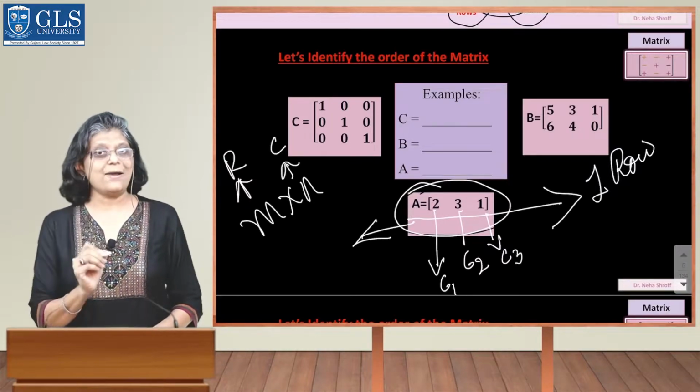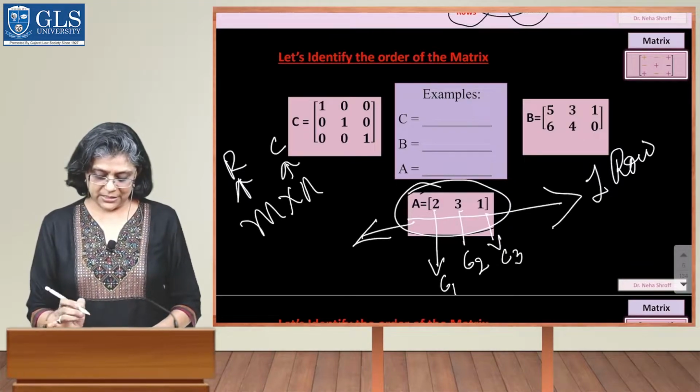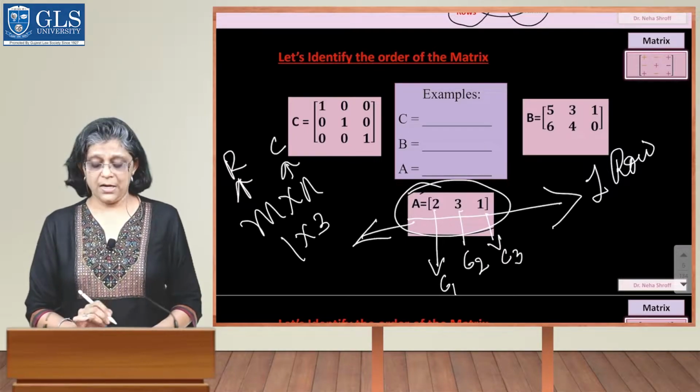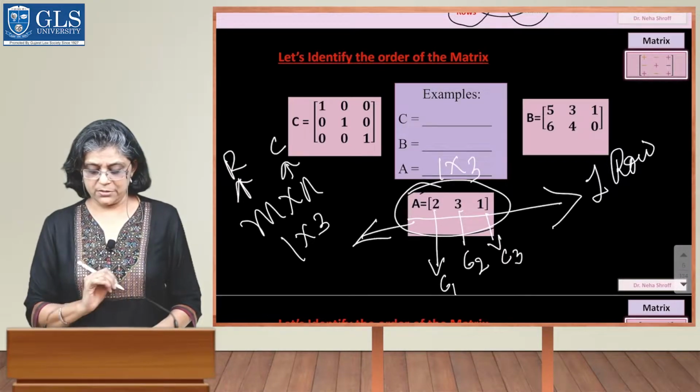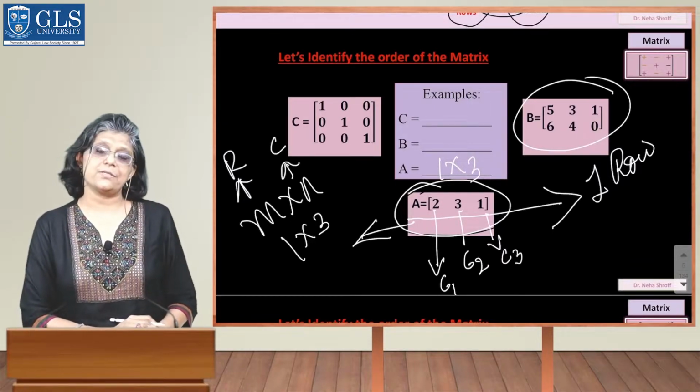I am giving you 1 minute again after this explanation. Well, the answer is 1 row 3 column. Clear? So this will be 1 cross 3. Can you tell me about this second matrix?